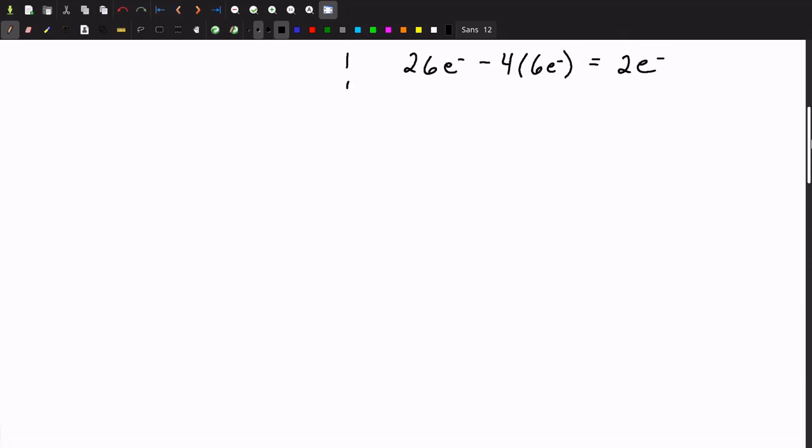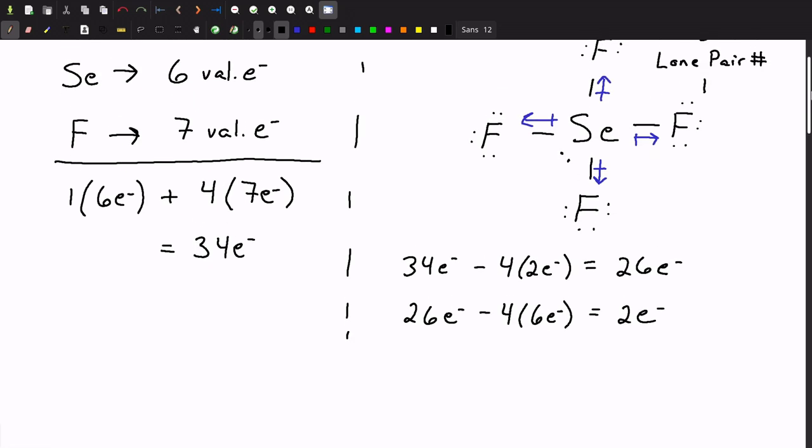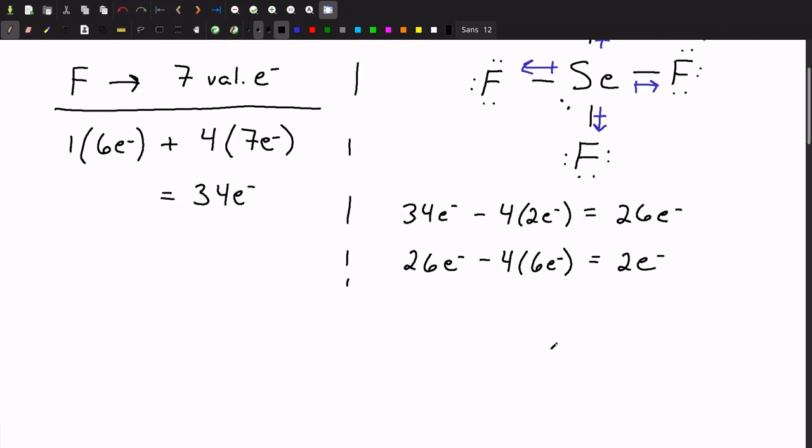If we come back up, we need to interpret that for our scenario here. That means I'm going to have selenium in the center. I'm going to have fluorine up here. I'm going to have fluorine down here. I'm going to have that lone pair over here. Going into the board, I'm going to have a fluorine. And coming out at you, I'm going to have a fluorine. And then I fill in their lone pairs.